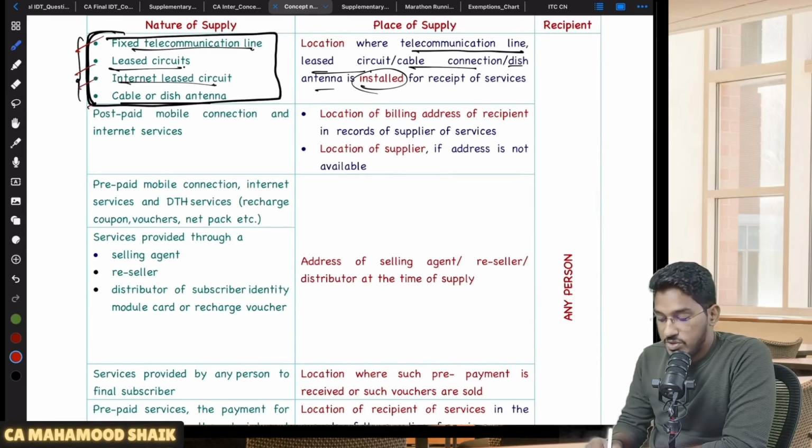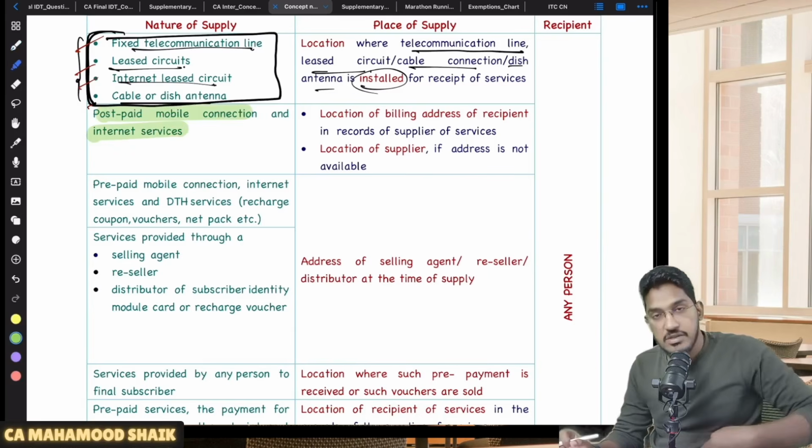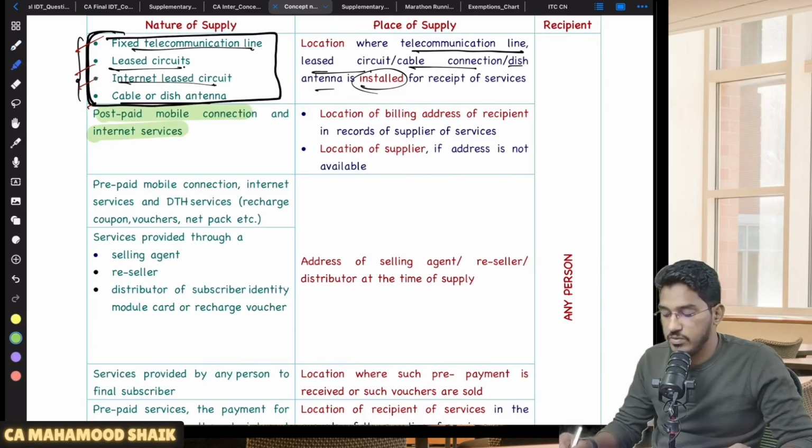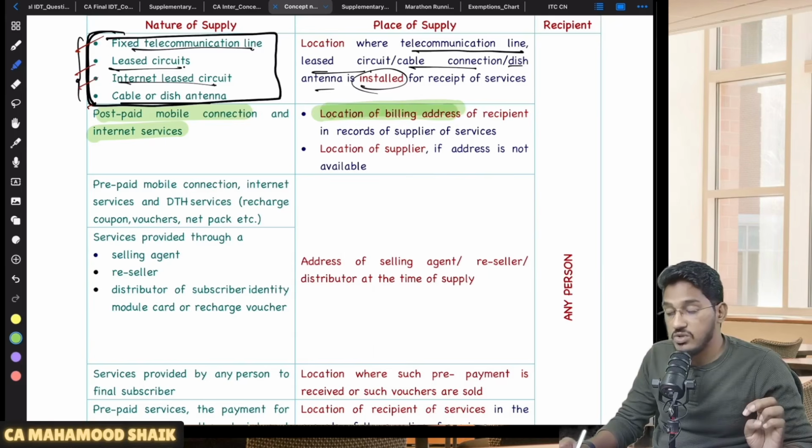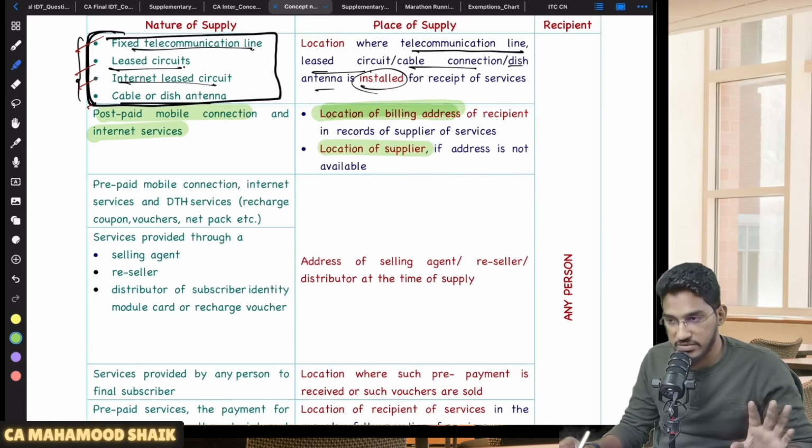Then comes the next: postpaid services. Sir, if I am getting a postpaid mobile connection and internet services, what will be place of supply? Very simply, it is the location of the billing address of the recipient. The recipient will give you his billing address whenever he gets that postpaid connection from you. So whatever billing address of the recipient is available in the supplier's records will become the place of supply. Sir, what if the address is not available? In case of postpaid connection, if the recipient has not given his address, the location of the supplier will become the place of supply.